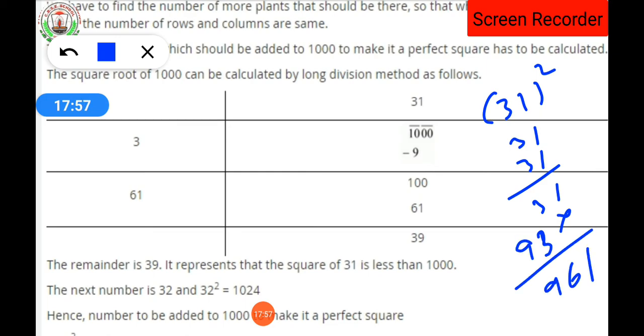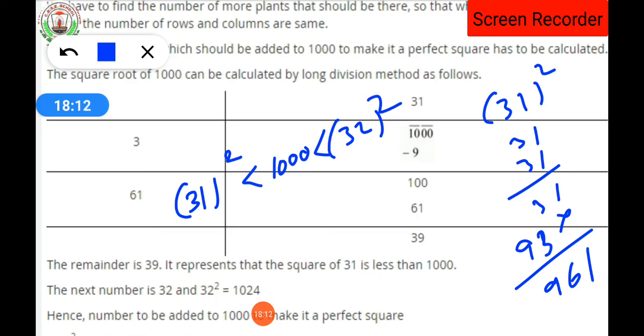So you can see that this 961 is less than the number, means the square of 31 is less than 1000, which is less than 32 square. ओके, सो यू कैन सी दैट 31 का स्क्वायर क्या होगा? 961 होगा, जो कि 1000 से छोटा है. अगर 31 के बाद किसका स्क्वायर आएगा? 32 का स्क्वायर आएगा. तो 32 का स्क्वायर जब 32 इंटू 32 करोगे तो 1024 नंबर आएगा, जो कि 1000 से बड़ा है. कितना बड़ा है? हाउ मच इट इज़ ग्रेटर?